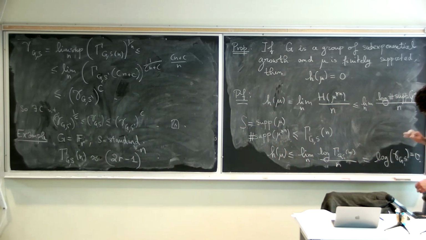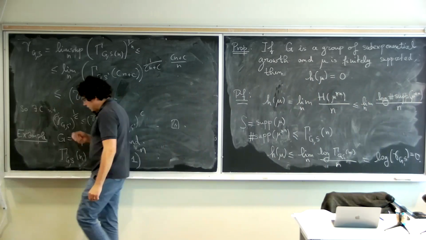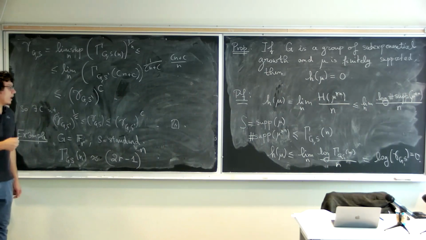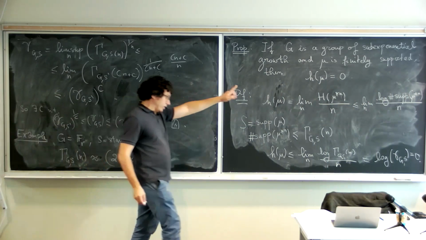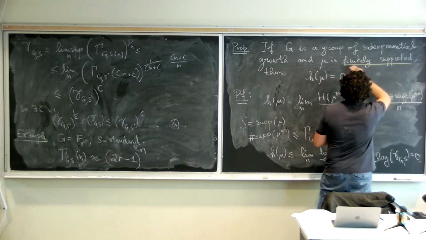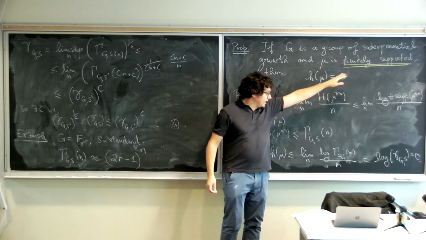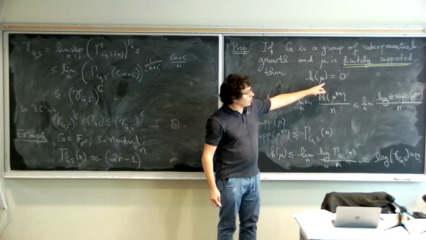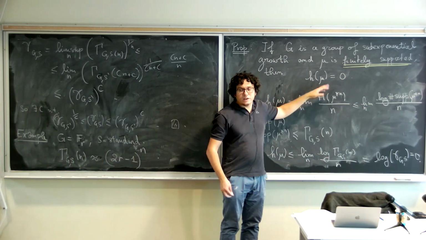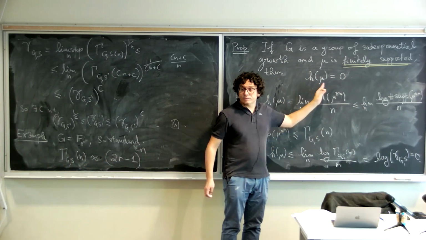So we see that the theory of the Poisson boundary for groups of sub-exponential growth, at least for finitely supported measures, is somewhat boring because the entropy is always zero. So then the boundary is always trivial. So there are no other harmonic functions.